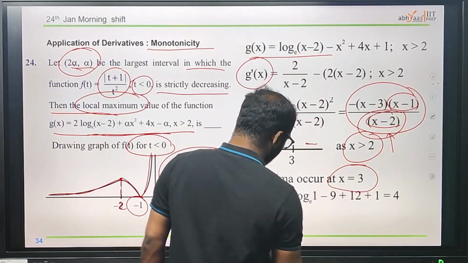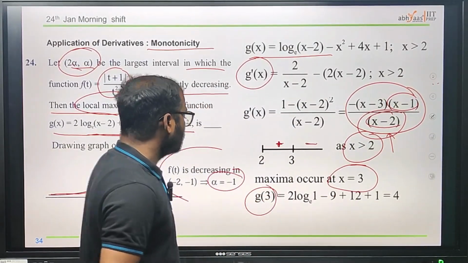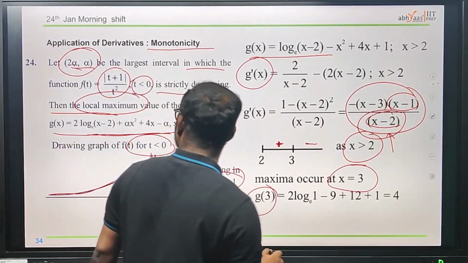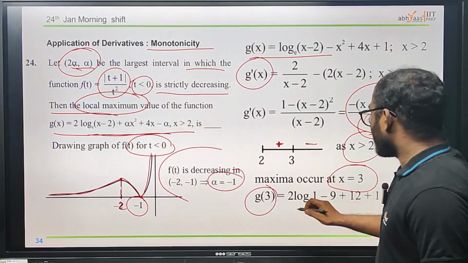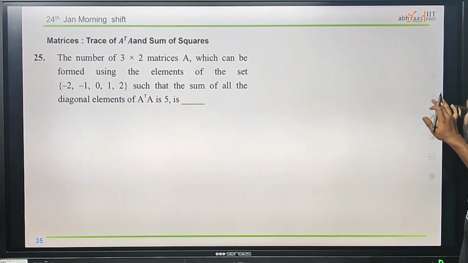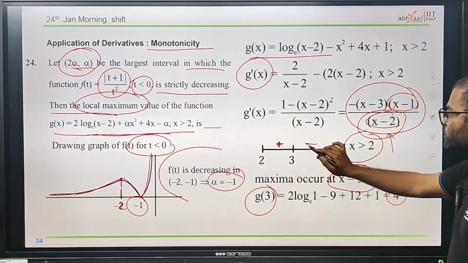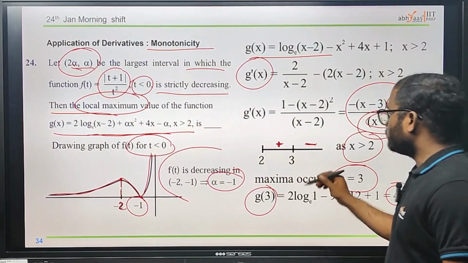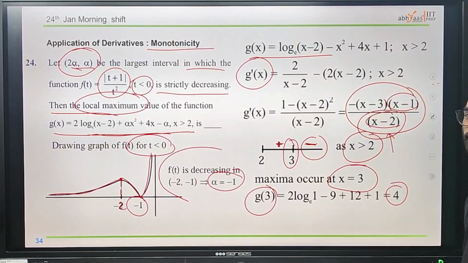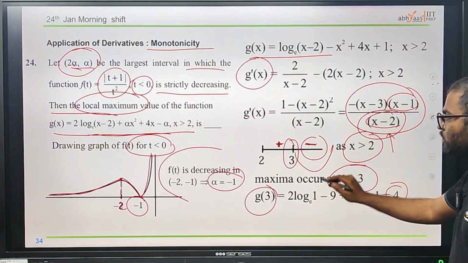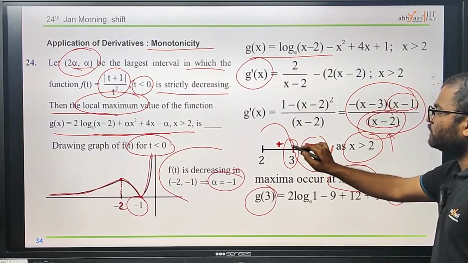x equal to 3, therefore g of 3 is equal to 4, which is the maximum that occurred. At x equal to 1 we cannot take, since we are neglecting that one. That means this region we cannot take. At x equal to 3 only we can take the maximum of it, which means it is decreasing here and it is increasing here.